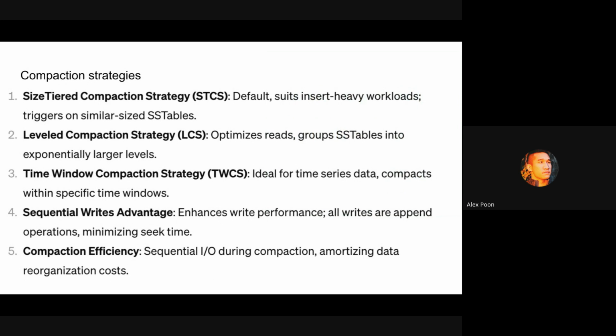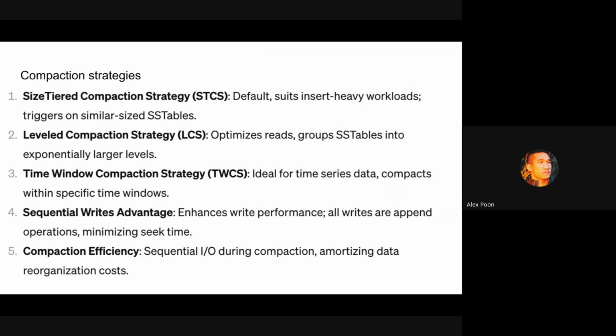Now, there are a number of different compaction strategies. First, we have the size-tiered compaction strategy. This compaction strategy is suitable for insert-heavy and general workloads. This is the default compaction strategy and is triggered when multiple SSTables of a similar size are present.